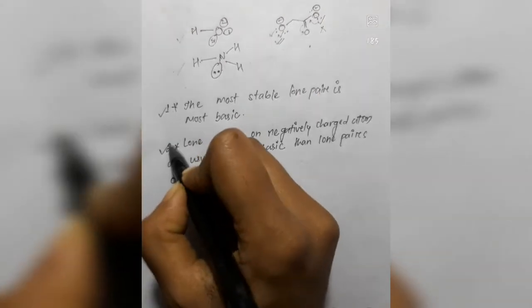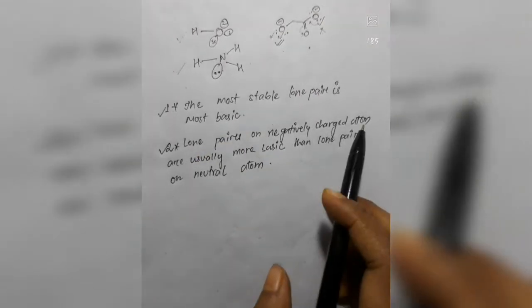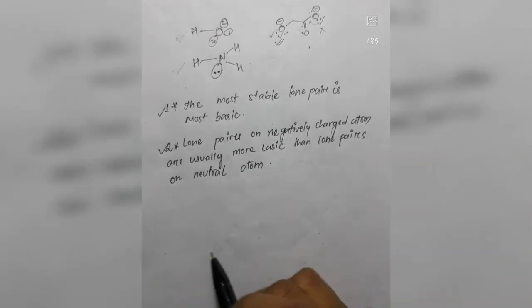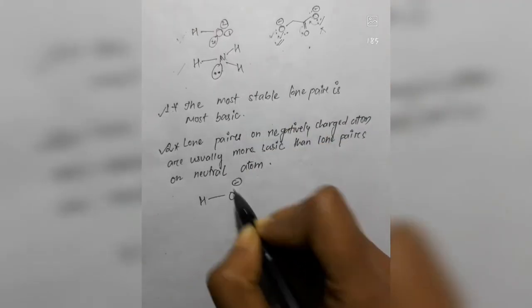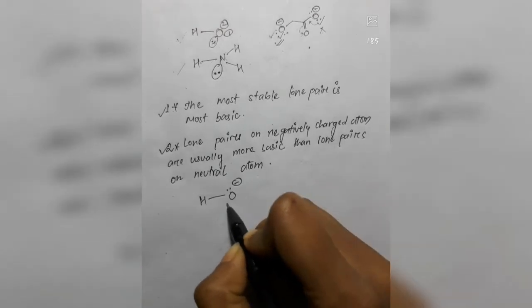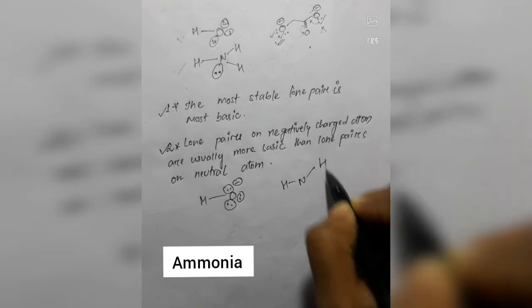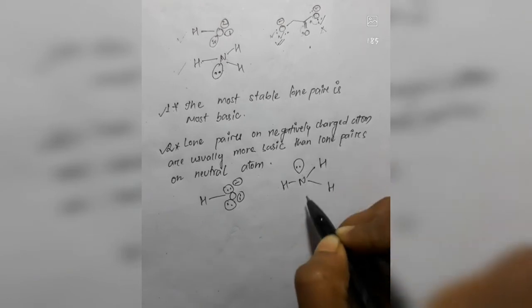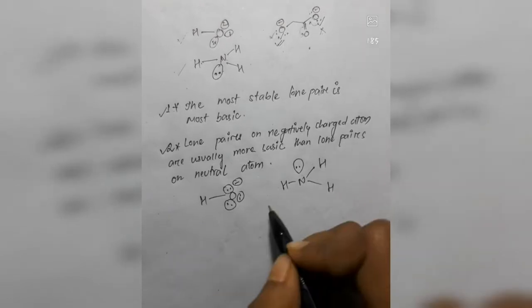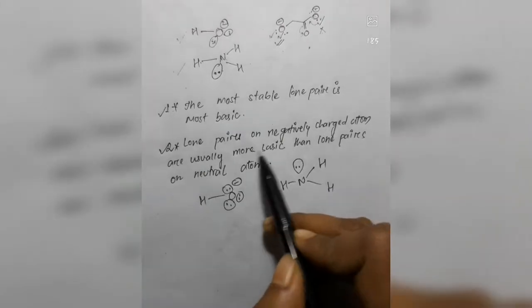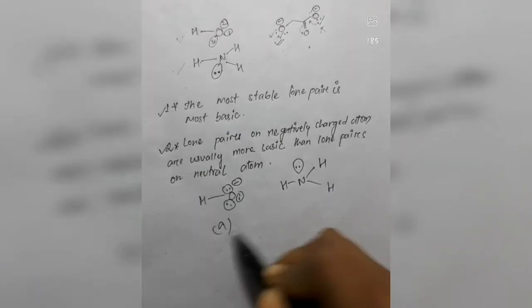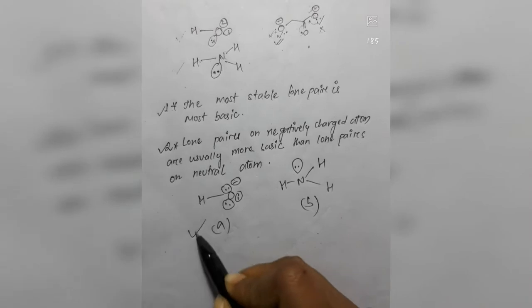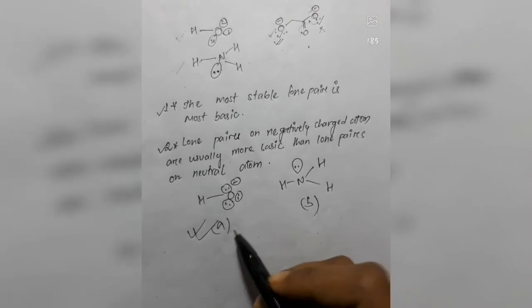Now, the second point says that the lone pairs on a negatively charged atom are usually more basic than the lone pairs on a neutral atom. So let us look at this example. Here we see that oxygen has a negative charge and also it has lone pairs of electrons. And also your amine, there is no charge but there is one lone pair. Now you see it says that the negatively charged atoms are usually more basic. So out of A and B, which one will be more basic? Your A will be more basic as it has one negative charge in it.